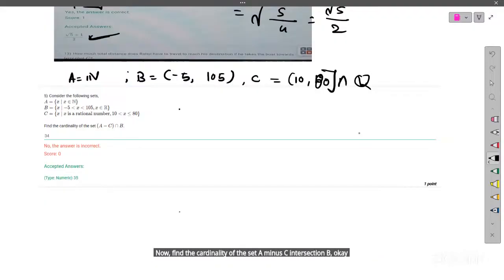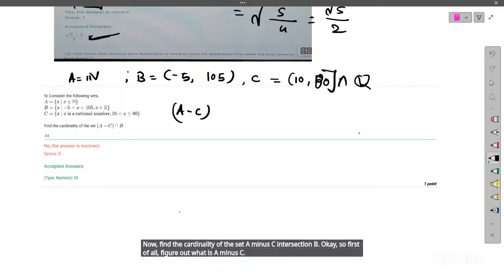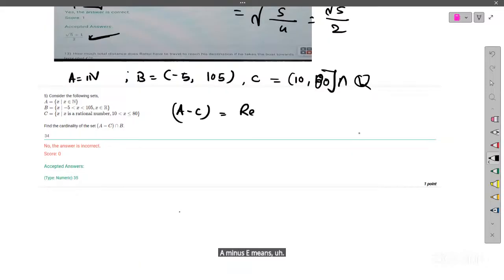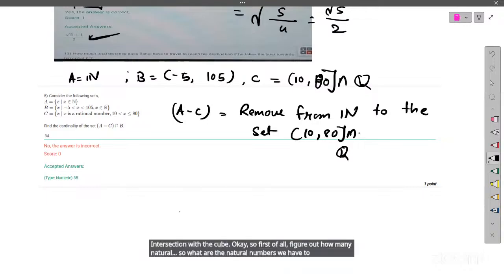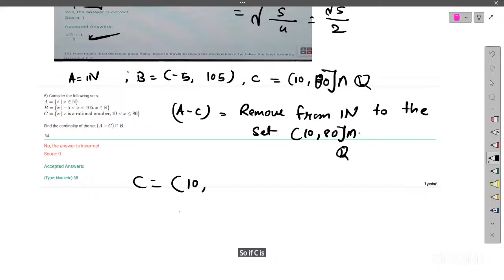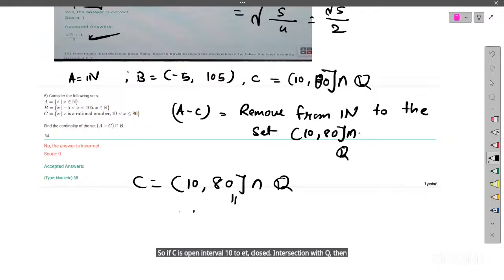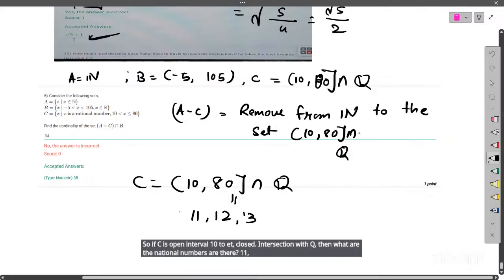So first of all, figure out what A minus C is. A minus C means we have to remove from the natural numbers the set (10, 80] intersection with Q. First of all, figure out how many natural numbers we have to remove from this set. So if C is the open interval 10 to 80 closed, intersection with Q, then the natural numbers there are 11, 12, 13 up to 80.